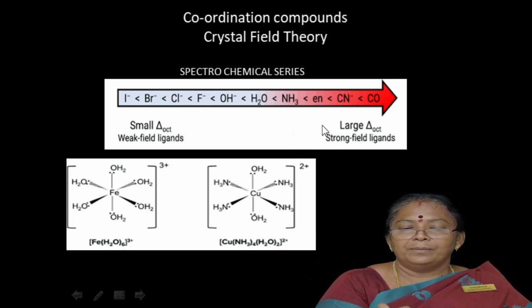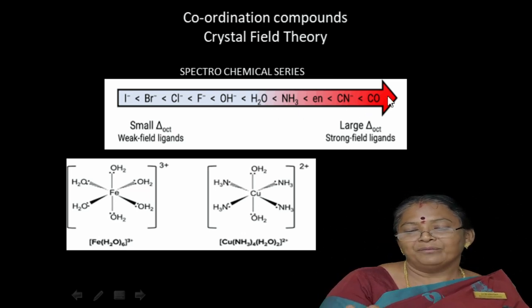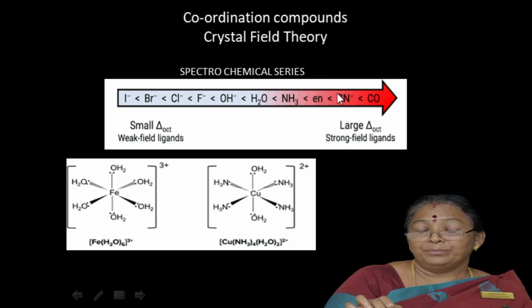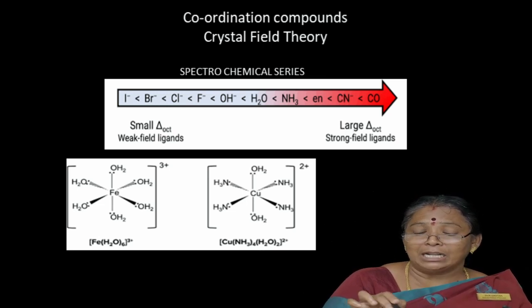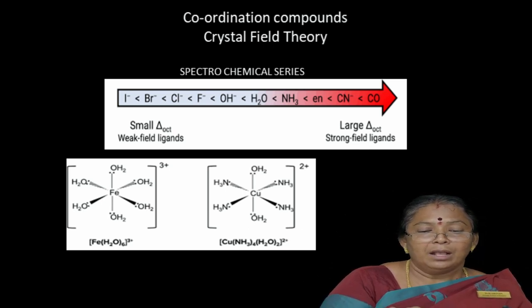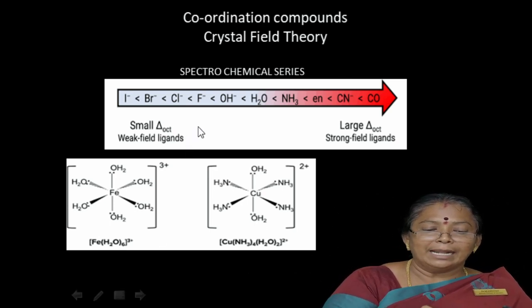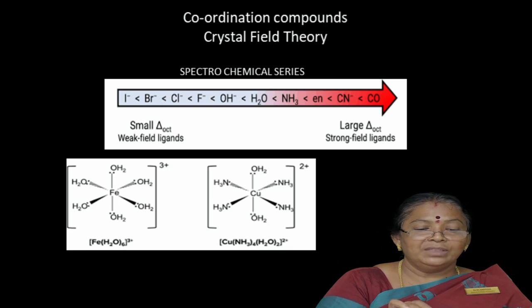Then from ammonia to carbonyl compounds, strong field ligands start. So when a strong field ligand interacts with the metal atom, the magnetic properties as well as the coloring nature differ. Then when a weak field ligand interacts with the metal atom, the magnetic property as well as the colored nature are different. So these are all important features of the crystal field theory.